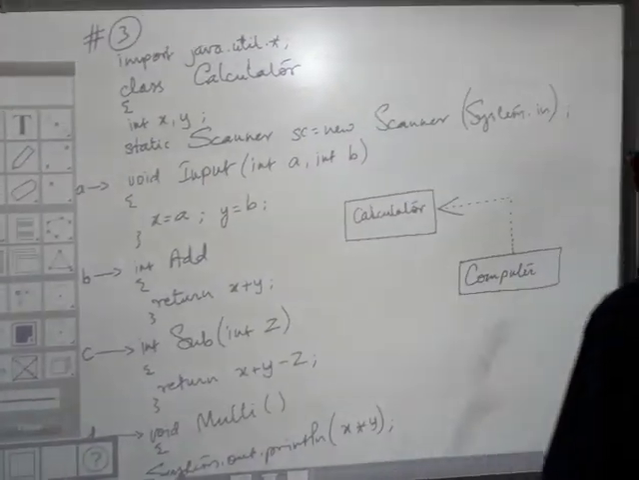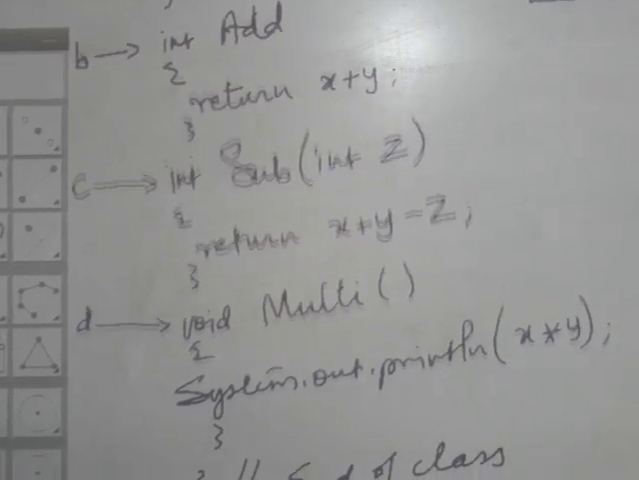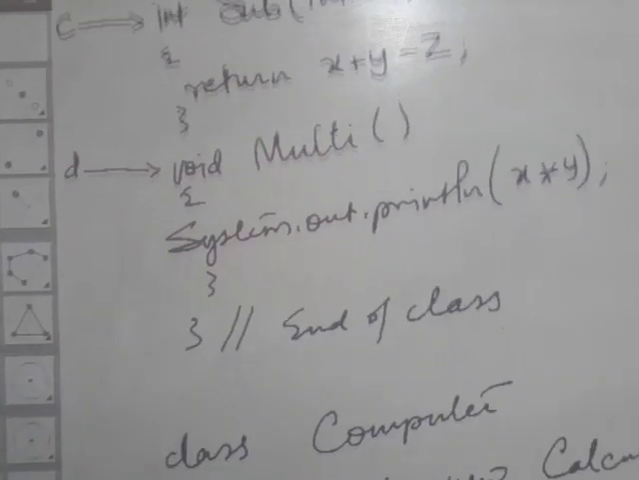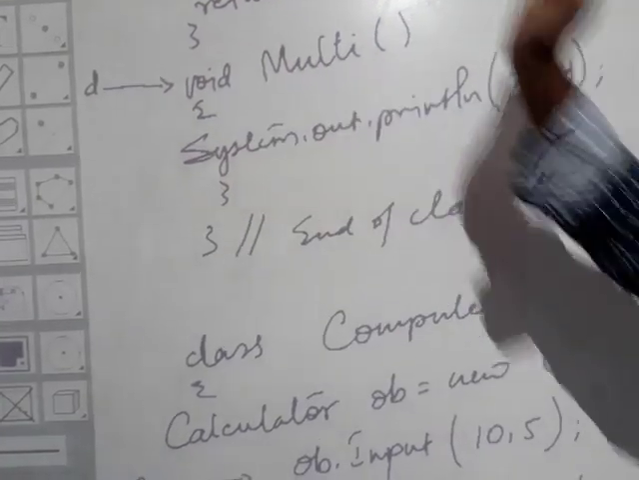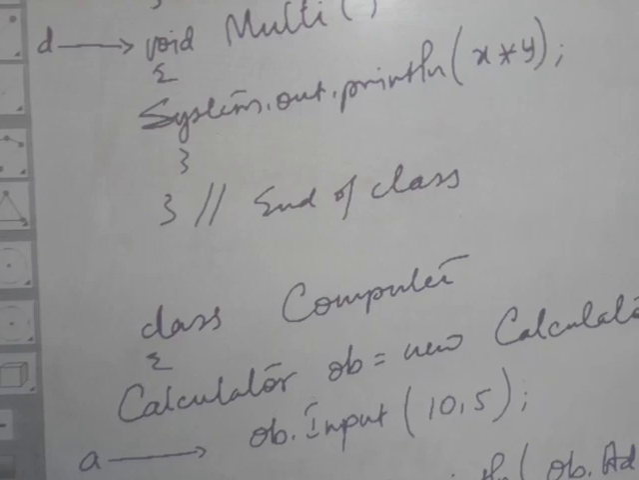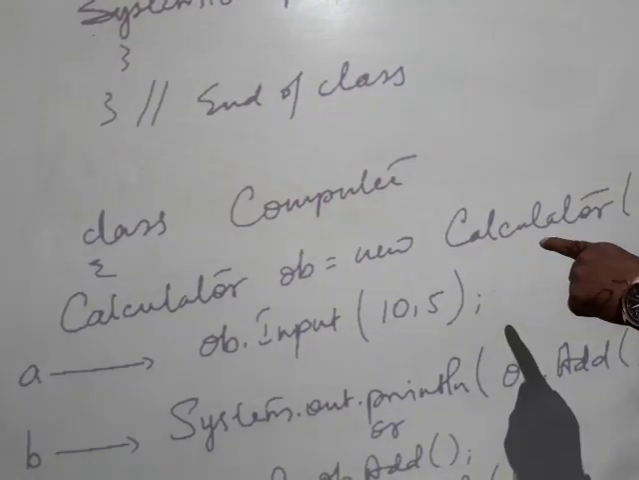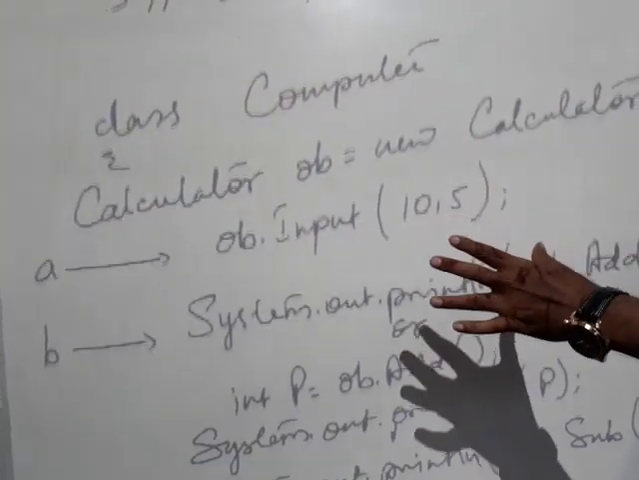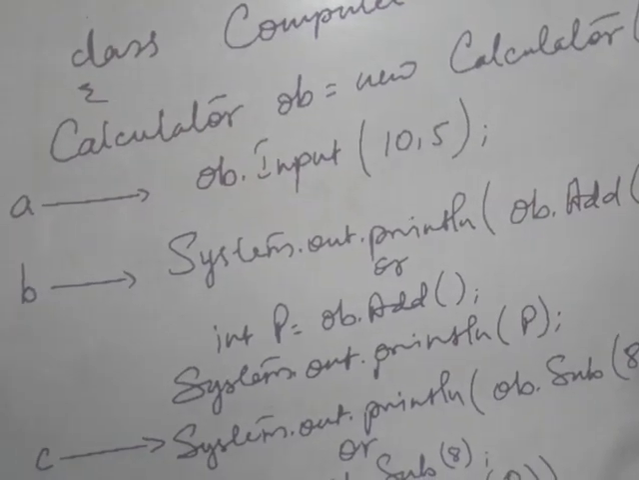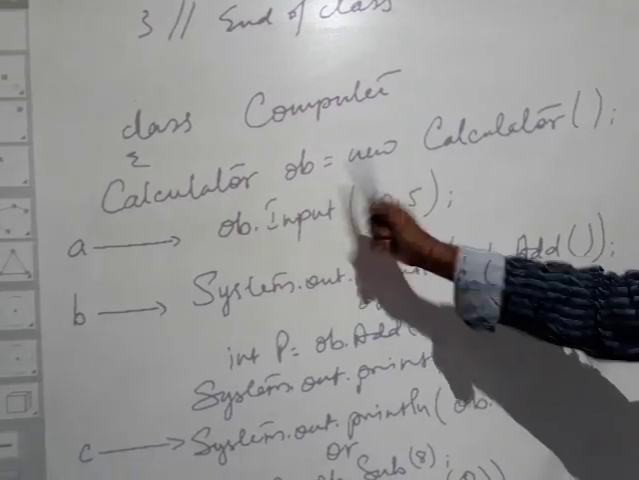Look at how it appears. I am just going to show you. Look at this: void input, look at add, look at subtract, that is the sub function, look at the multi function. Then close, it is the end of the class. Compile and keep it. After that, create another class by the name computer. First you compile and keep, remember that, then create another class called computer. In computer, create an object of the calculator class.